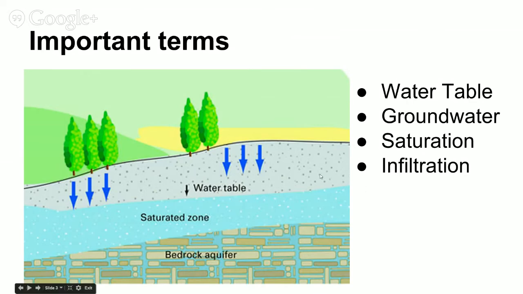So the water table is just the level in the ground where the soil stops being saturated. So it's the level of the saturated soil in the ground, the level of the groundwater. We already know the definition of groundwater. Saturation means that all of the spaces between the sediment particles are filled with water, and that there's no more room for any extra water. And we know infiltration is when water goes from the surface of the earth down into the ground.